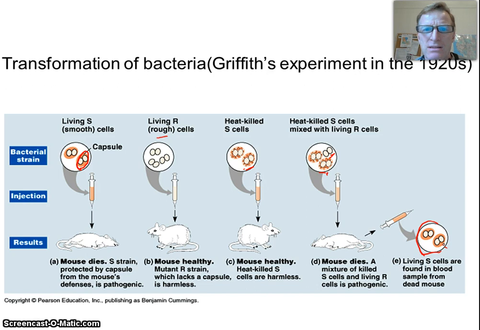At the time in the 20s, most people thought it was probably protein, because proteins do most of the important things in our bodies. They're enzymes, they're hormones, they control things, they're receptors, and so forth. So it was probably going to be proteins.